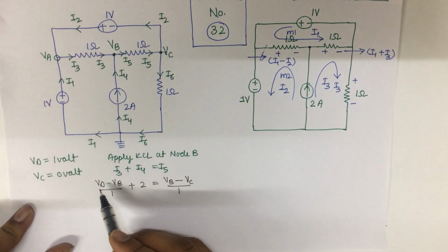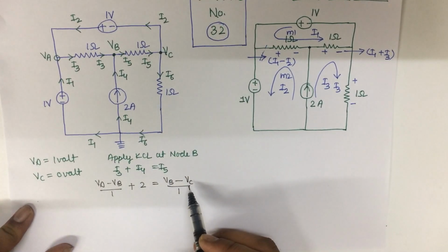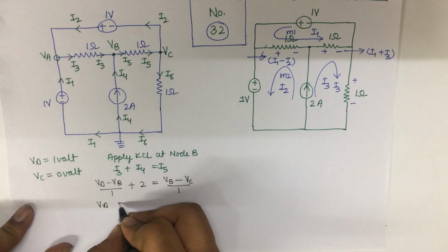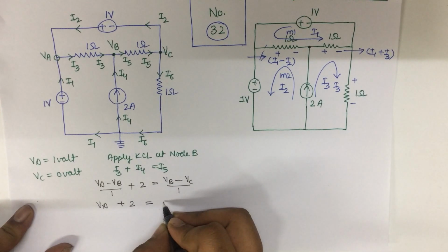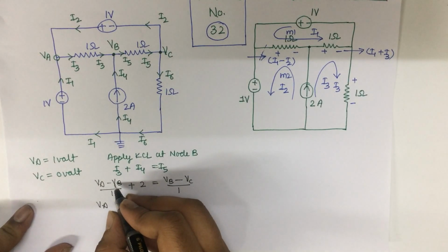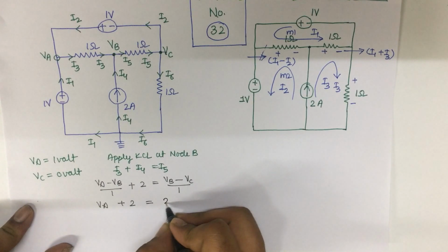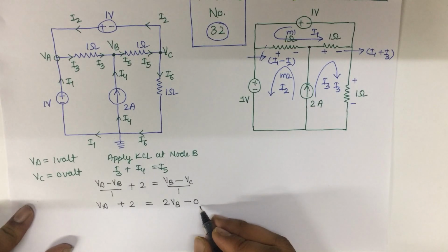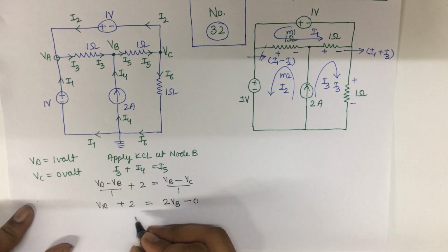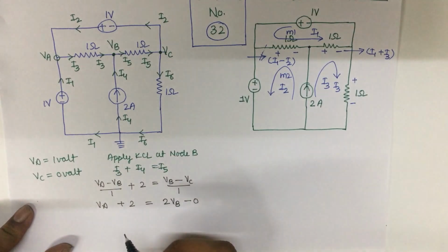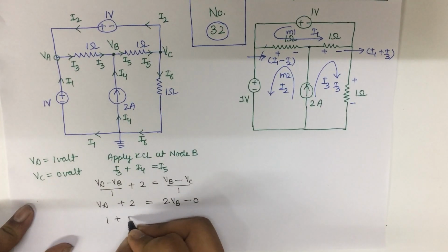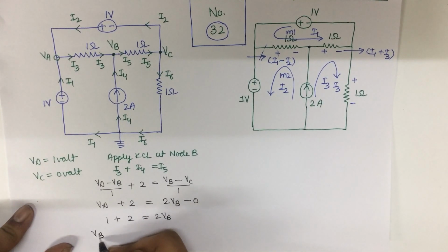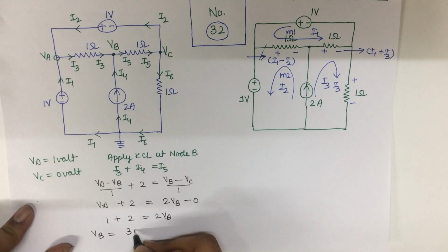Here VA is equal to 1 volt and VC is equal to 0. So in this way we have VA plus 2 is equal to twice of VB, minus 0, since VC is 0. Putting the value of VA, this is 1 plus 2 is equal to twice of VB, and from here we can solve VB is equal to 3 by 2.